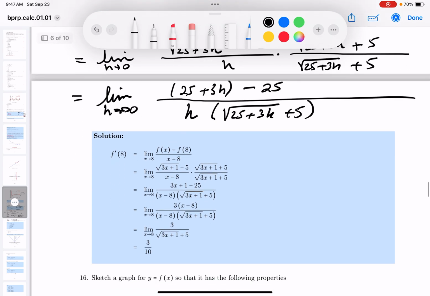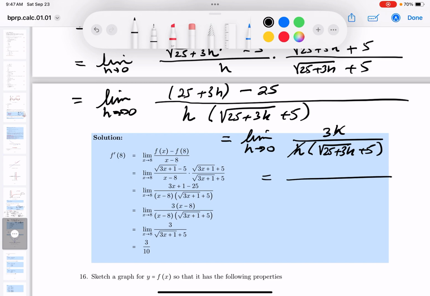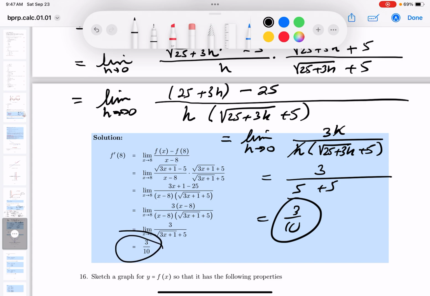All right? What happens here? The 25's disappear, so I'm left with this. Limit h goes to 0. I get 3h. On the bottom, I get h, and then I get this root of 25 plus 3h plus 5. What happens over here? Well, h goes to 0, but it's never 0, so these cancel off, and now I'm left with a pretty simple limit law problem. This is 3. On the bottom, what do you get? The root of 25, which is 5, plus 5. You get 3/10. All right, no matter what definition you're using, you're going to get 3/10 for that particular problem. Thank you.